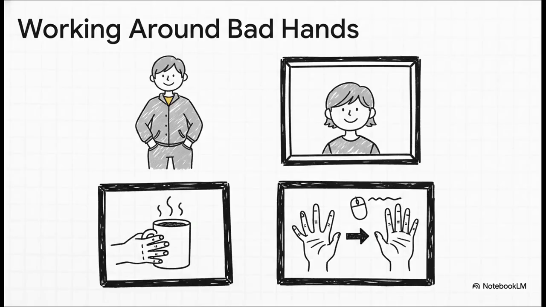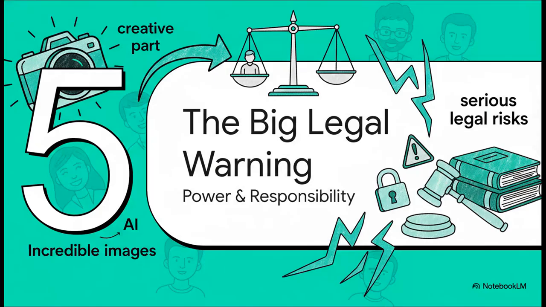So here's my advice. Don't fight the AI on this one. You have to outsmart it. The best strategy, honestly, is just avoidance. Write your prompts so the hands are in pockets or behind their back. Or you can give the AI some help by having the person hold something like a coffee cup. That object gives the AI structure to build the hand around. And if you absolutely have to show the hands, just be ready to crop the image or do a little cleanup yourself.